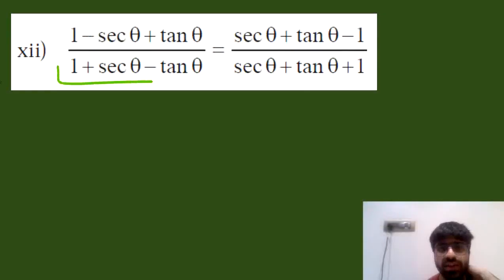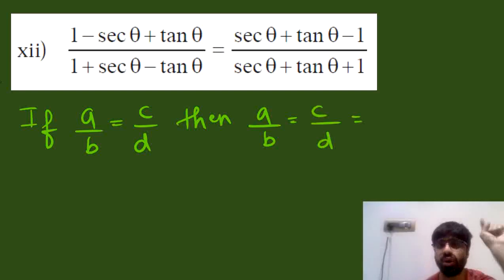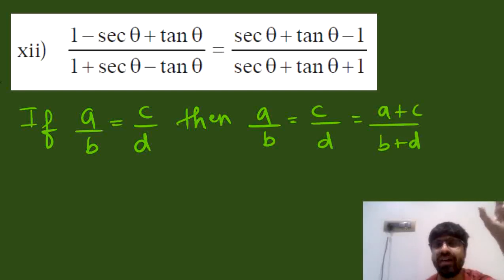So you need to prove that this is equal to this. And this is a very peculiar type of question where I will be using a theorem that you have learned in school. That is the theorem on equal ratios. See, the theorem on equal ratios tells you that if A upon B is equal to C upon D, then that ratio A upon B, which was equal to C upon D, can also be equal to A plus C upon B plus D. It's like you have added the numbers horizontally.